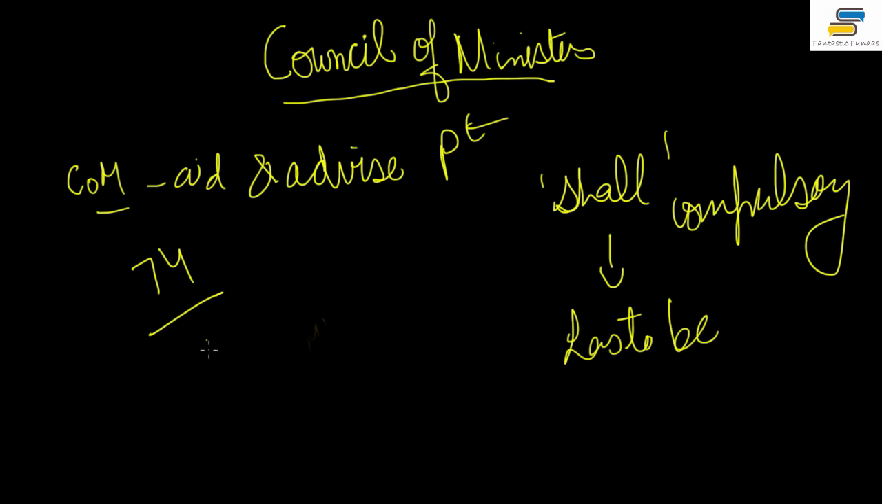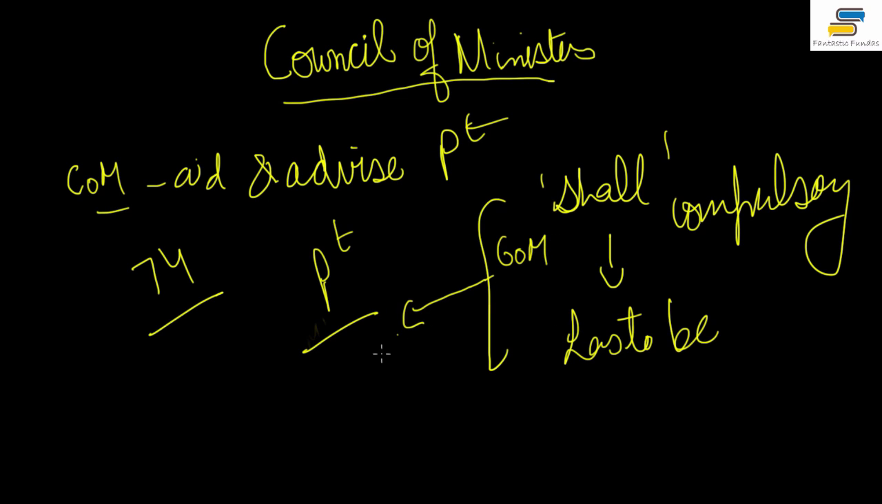And the President has to act. If you read Article 74, it says that the President shall, in exercise of his functions, act in accordance with such advice. So the Council of Ministers must give some advice to the President, and then the President has to follow this advice. This is written in Article 74 clause 1.